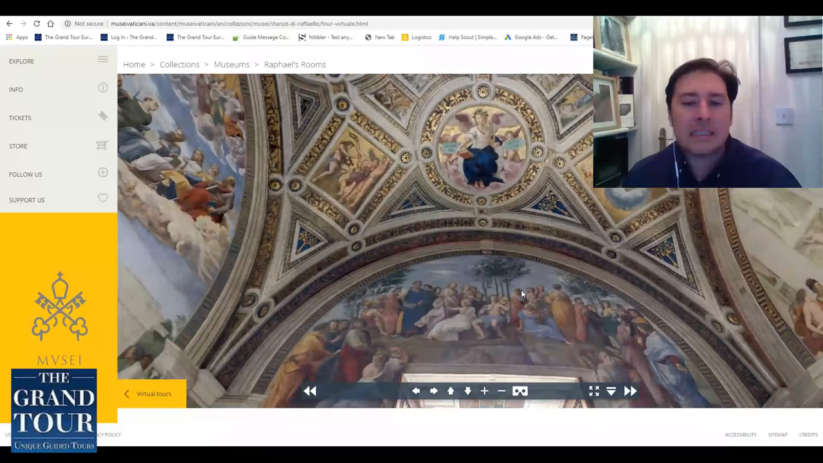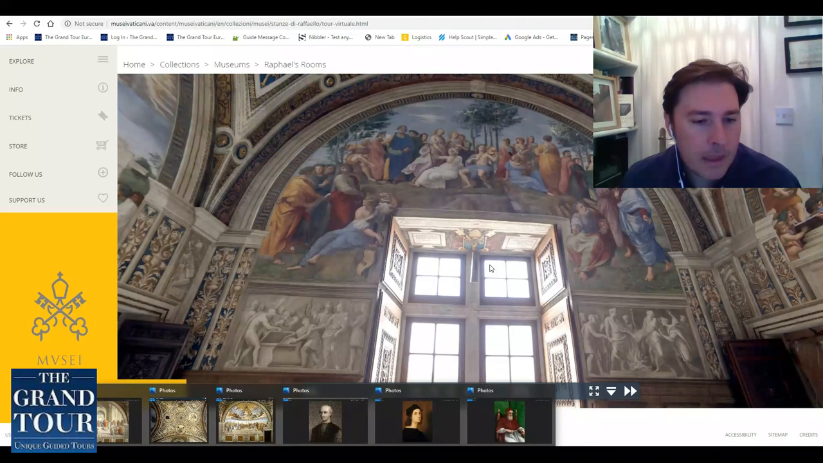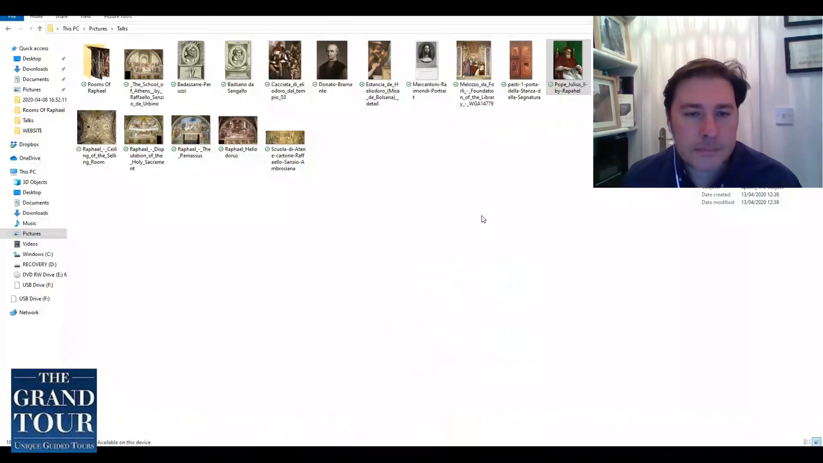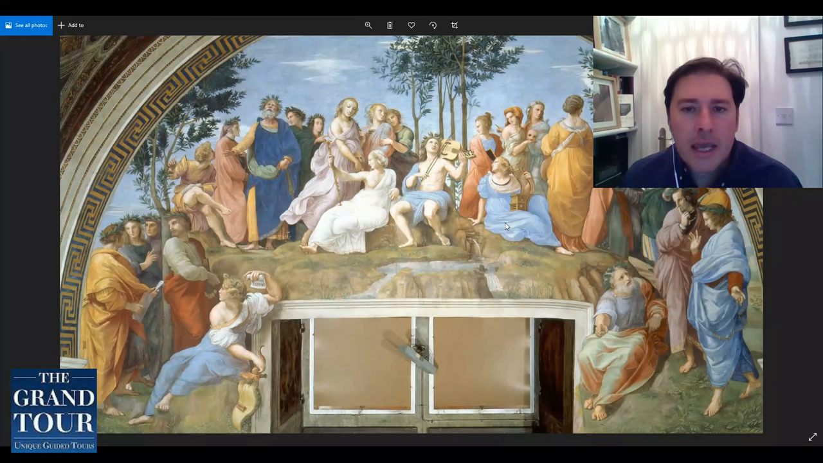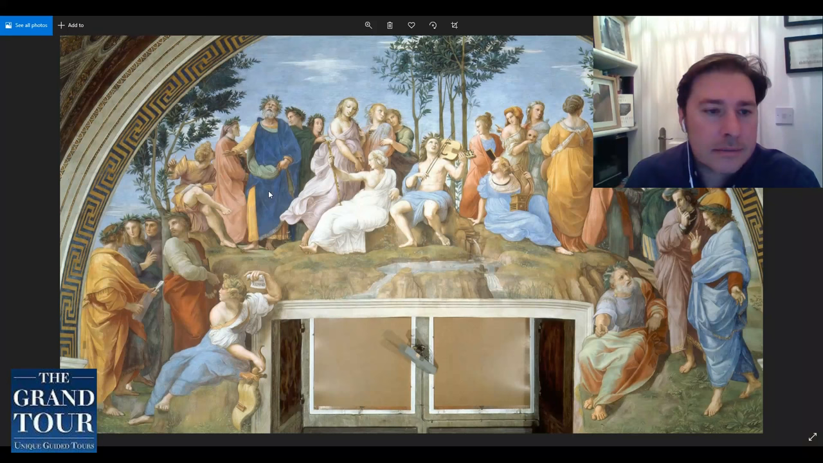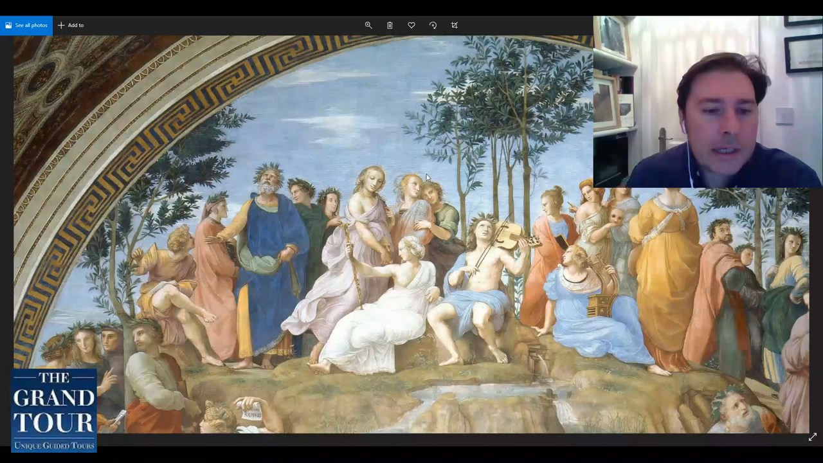Let me get a better picture here. Parnassus, the mound where all the muses and the artists are. Here we have Apollo, the god inspiring the arts, playing music, surrounded by the muses, each one with a different instrument, so we can organize them. Some figures stand out more than others. And here we have the blind poet Homer, and then next to him, Dante Alighieri, and then Virgil.